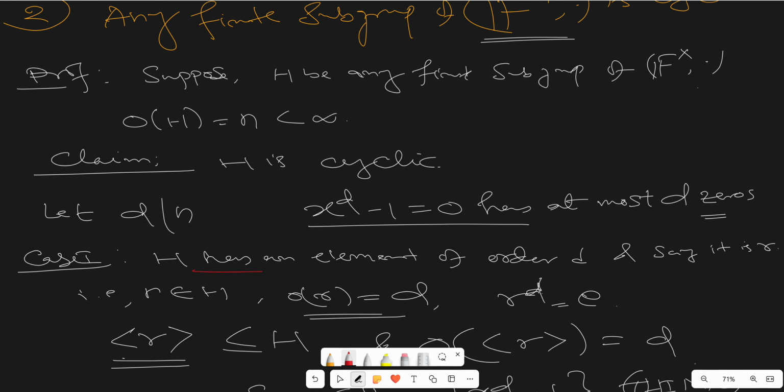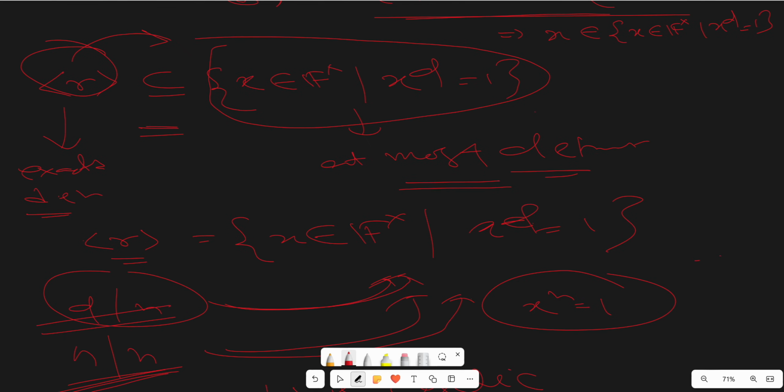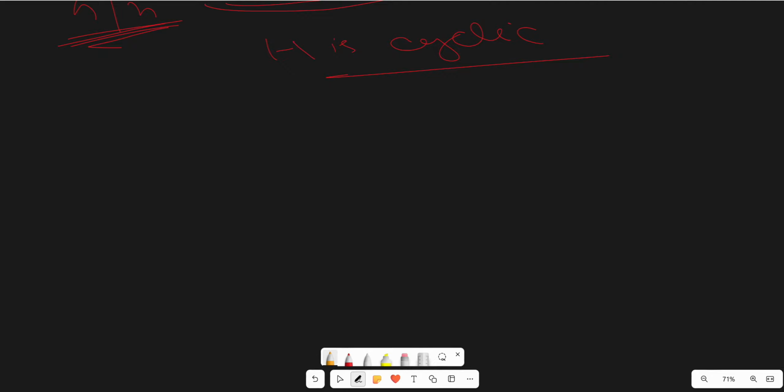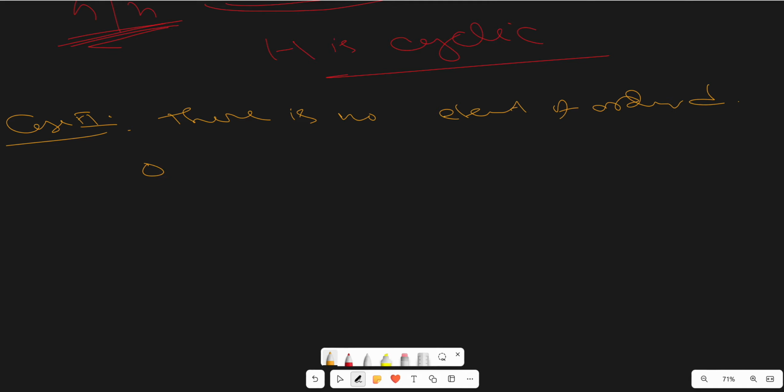Now what is case 1 here? In case 1, H has an element of order d, and say it is r. Now suppose case 2: there is no element of order d, and the order of H is n. So you have to show that H is cyclic.